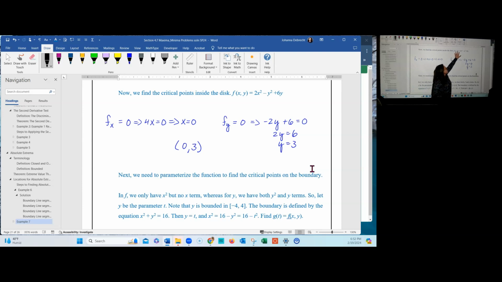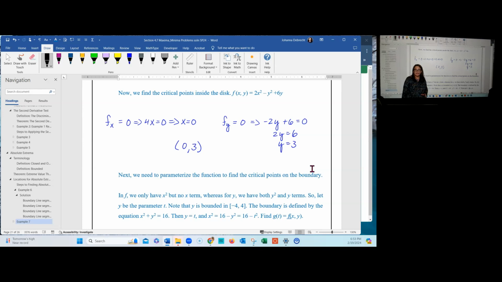So we look at the function itself to determine which variable might be a good choice for the parameter, and then we take that and substitute it into the circle. If I put it into the circle where x squared plus y squared equals 16, and I let y be t, then I have x squared plus t squared equals 16, or x squared equals 16 minus t squared. That gives us an expression in terms of only t to substitute for x squared.